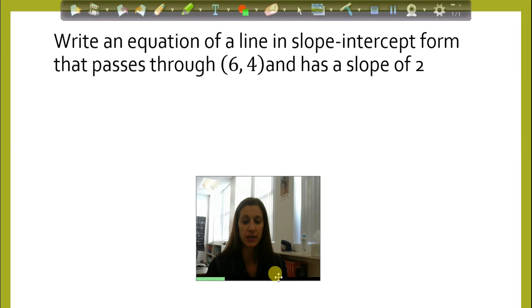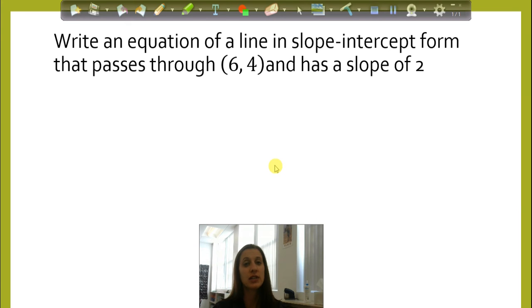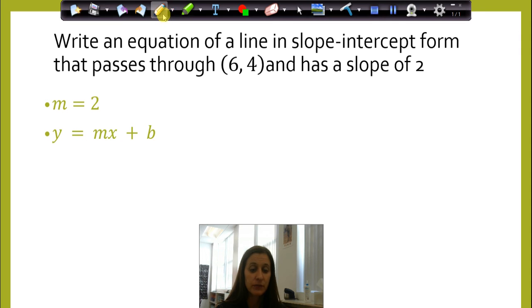So here is our first example. Write an equation of a line in slope-intercept form that passes through 6, 4, and has a slope of 2. So for slope-intercept form, first of all, it's really nice to know that the slope is 2 because that's our m value. So what I'm going to do is use this formula that I already know to my advantage. I have given you an ordered pair of 6, 4. You have a y and an x value, and the 2 is our m value. So I have a y value of 4, I have an m value of 2, and I have an x value of 6, and I don't have the b value.